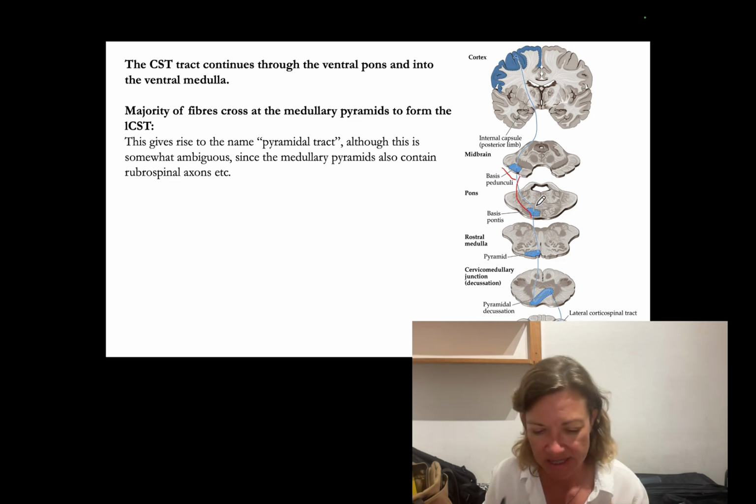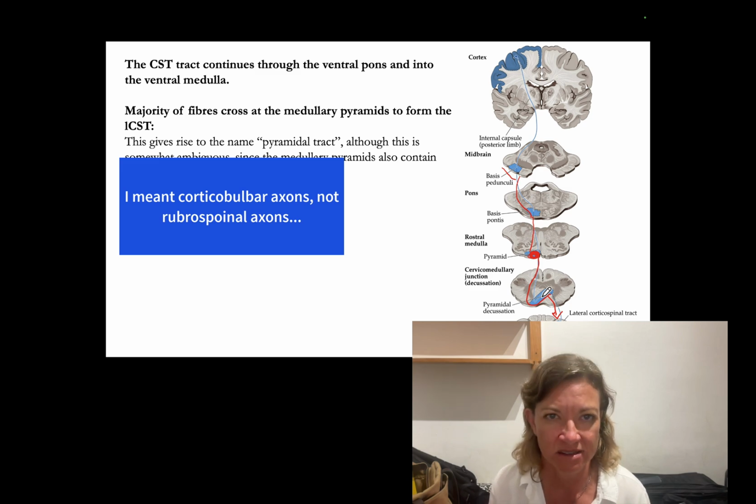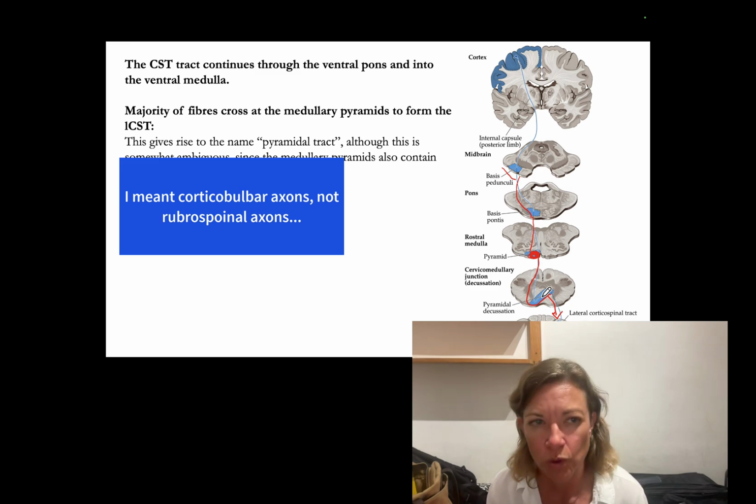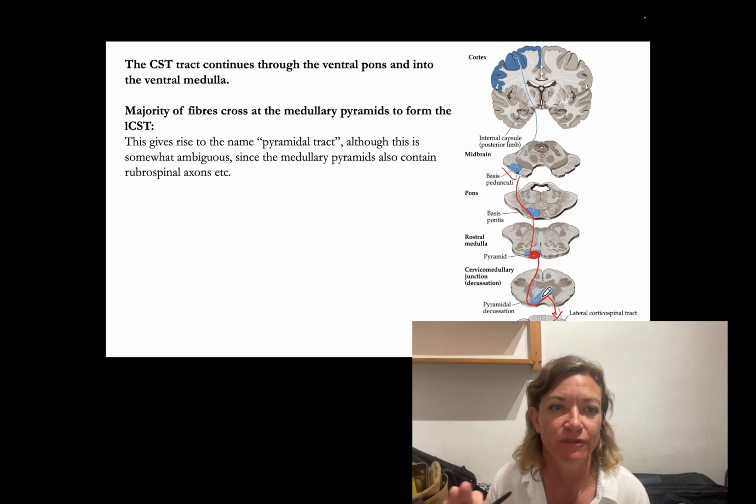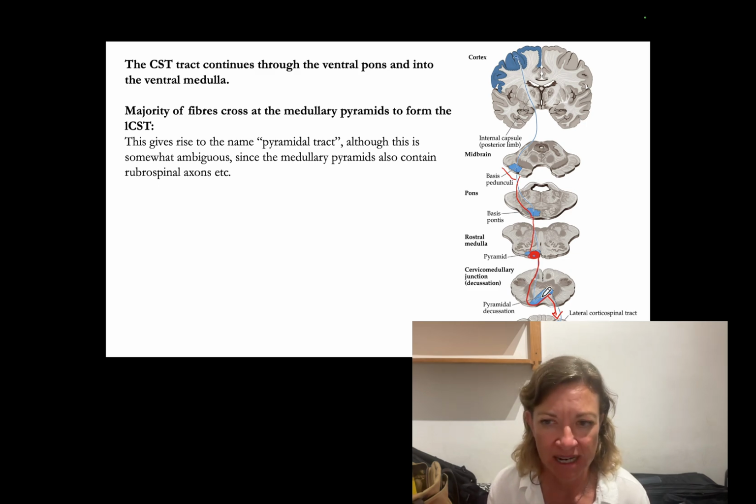Now from the basis pedunculi of the midbrain, the corticospinal tract continues through the ventral pons. And the ventral pons, it actually has to travel amongst a whole bunch of scattered nuclei. And then at the most ventral part, it coalesces as the most ventral part of the medulla and crosses the midline at the cervicomedullary junction, or the pyramidal decussation. Now, the reason this is an anatomical structure, the medullary pyramids, and this gives rise to the name the pyramidal tract, although this is somewhat ambiguous since the medullary pyramids also contain other axons, like the rubrospinal axons. But this is why the lateral corticospinal tract specifically is often referred to as the pyramidal tract, while other motor systems are often described as extra-pyramidal tracts.